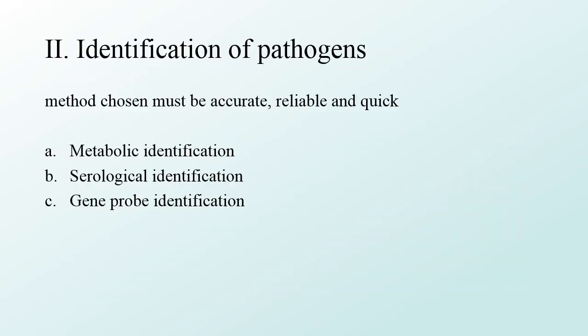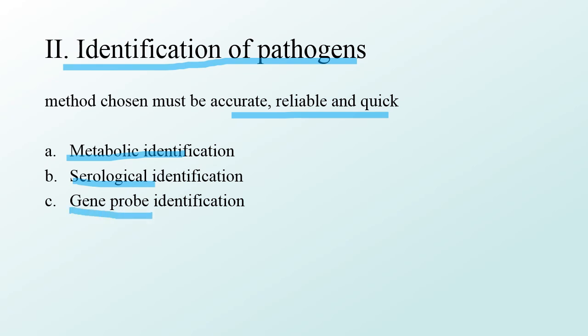Okay, so we are done with how the sample collection and isolation can be performed. So let's move to the next topic, which is identification of pathogens. The method chosen must be accurate, reliable, and quick for an accurate identification of pathogens. Generally there are 3 methods. One is metabolic, second is serological, and the third one is the gene probe.